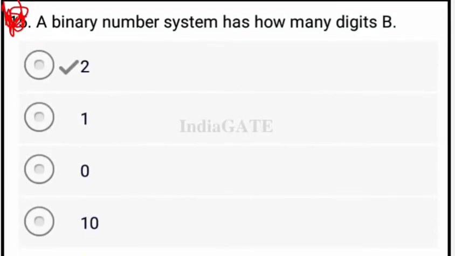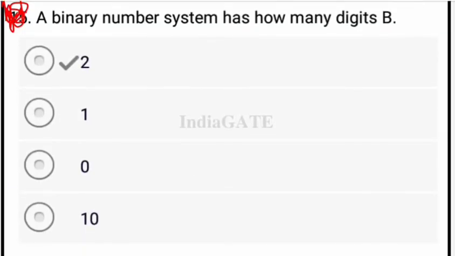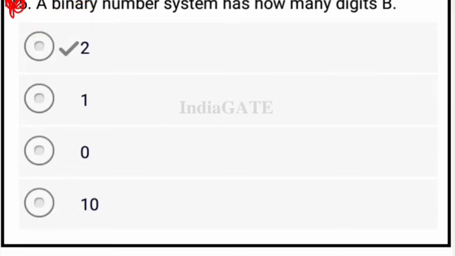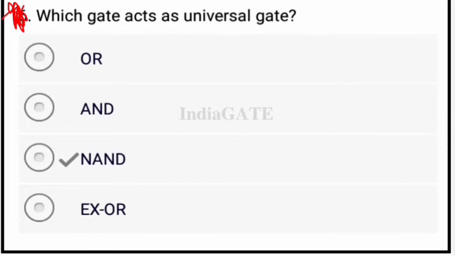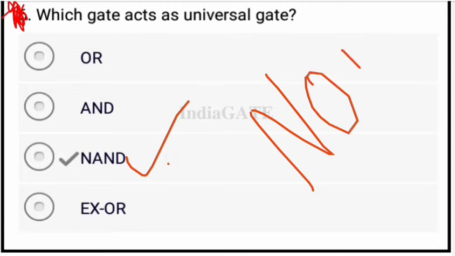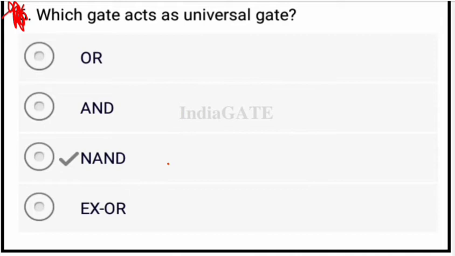Now come to the next question. Next question is defined as a binary number system has how many digits? So it's very easy. Here in the binary number system only 2 digits, that is your 1 and 0. Now come to the next question. Next question is defined as which gate acts as a universal gate? There are four options A, B, C and D, but here NAND gate is correct and other universal gate is your NOR gate. Okay, you have to remember this point.